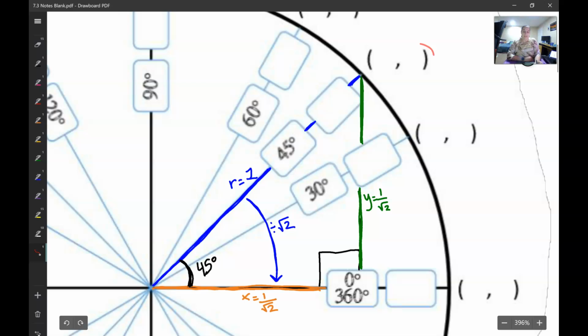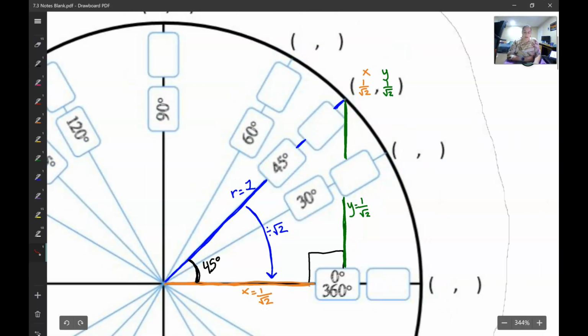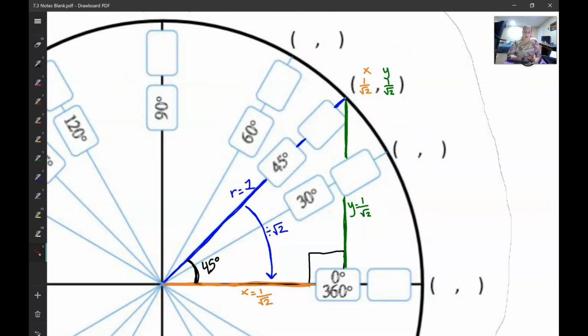Now I can use this information to fill out this point, because this point is just x, comma, y. Well, my x value is 1 over root 2. My y value is 1 over root 2. And then we have a point. Ta-da! Sweet.